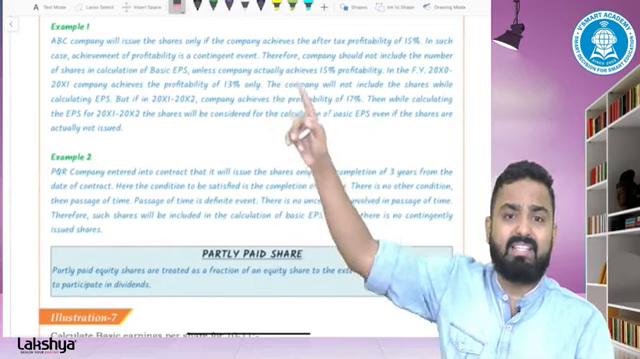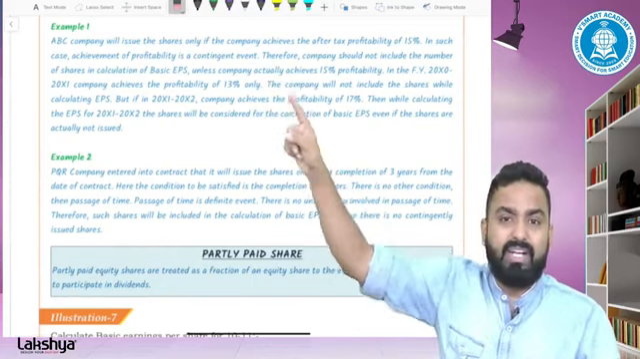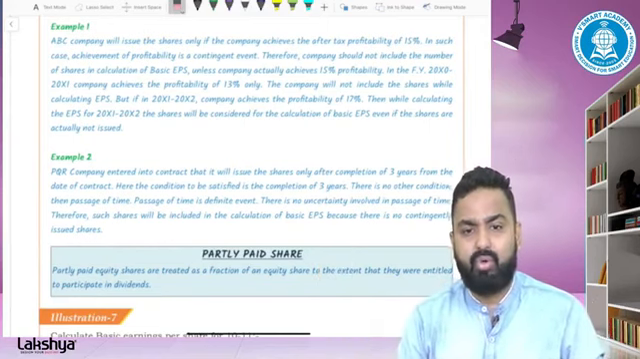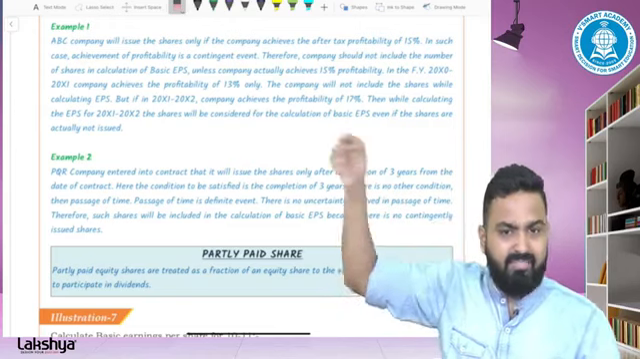Guys, please read example number 1 and example number 2. You need to read example number 1 and example number 2, and if you have already read, then please read it again and then we'll continue further.